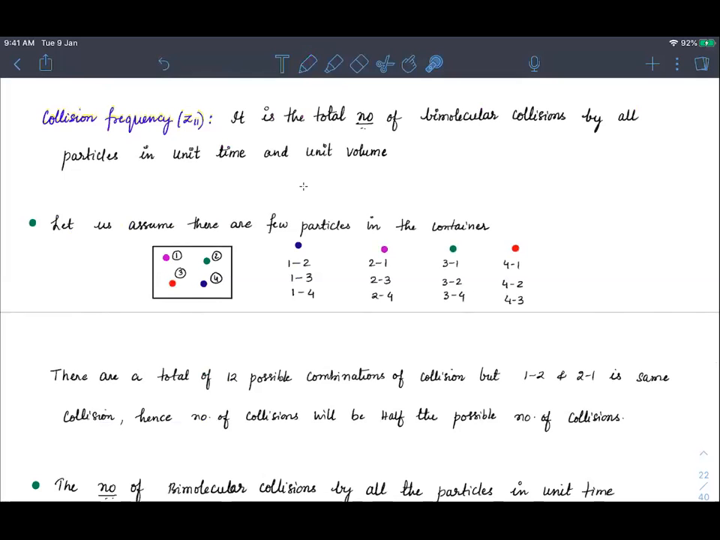Z11. Now check out Z11. Z11 is called collision frequency. It is the total number of bimolecular collisions happening in unit time in unit volume. It is not with respect to one particle, it is with all the particles now. How many collisions are all the particles making per unit time, per unit volume. That is represented as collision frequency.